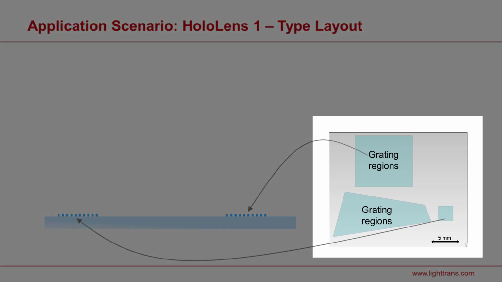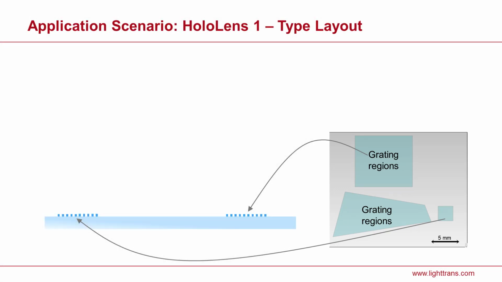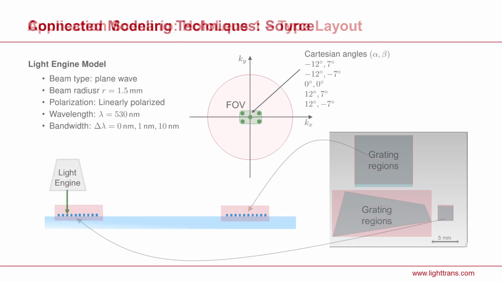We're looking at the device from the back or the front. It doesn't really matter. And this is just for one eye. We would have a symmetric replica of it for the other eye. These are the grating regions on the waveguide: the incoupling region, the expansion region, and the outcoupling region.